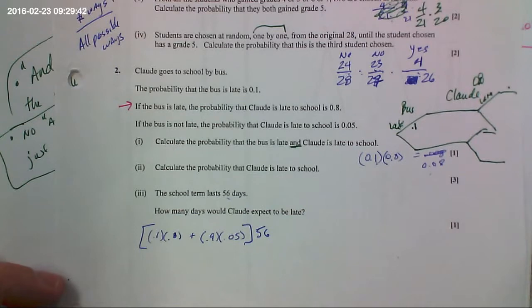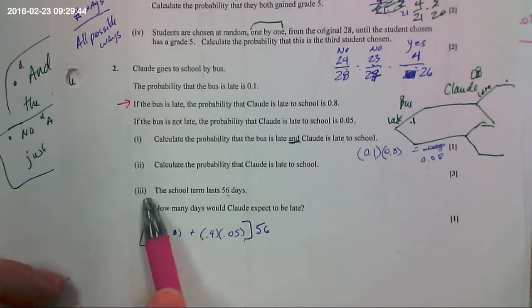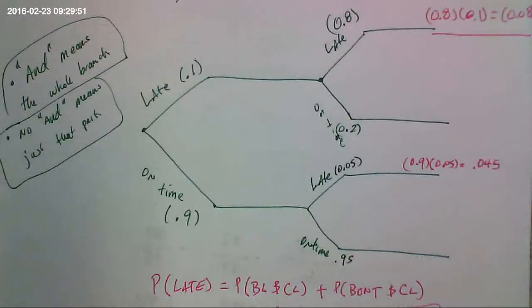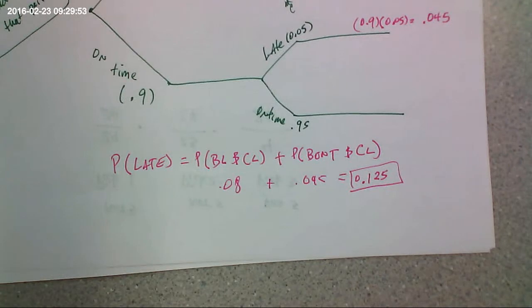So even if you got confused when you're taking your test, hopefully the problems themselves can help you piece it together. Okay, last one. The school term is 56 days. How many days would you expect him to be late? Oh, expected value. Well, what do you got? What do you think? What's that? I heard 86 days.